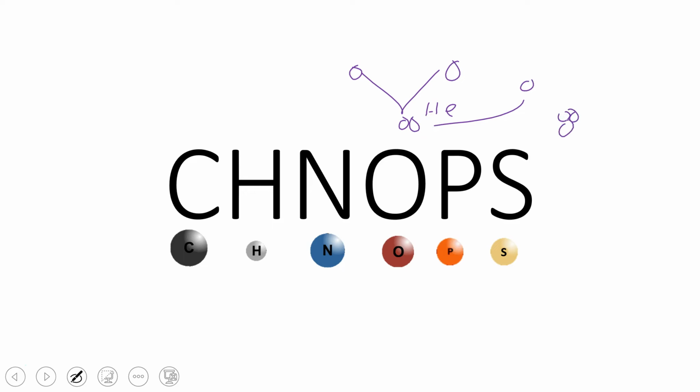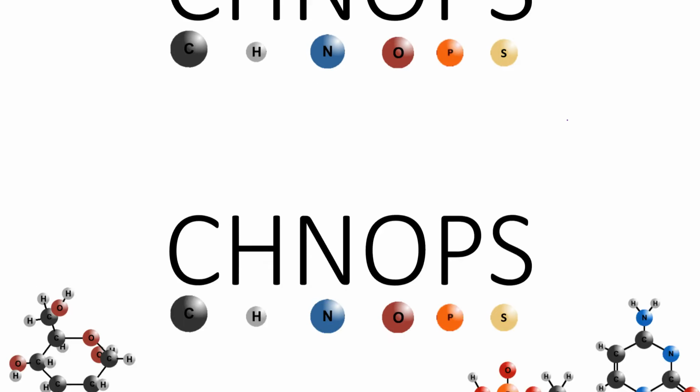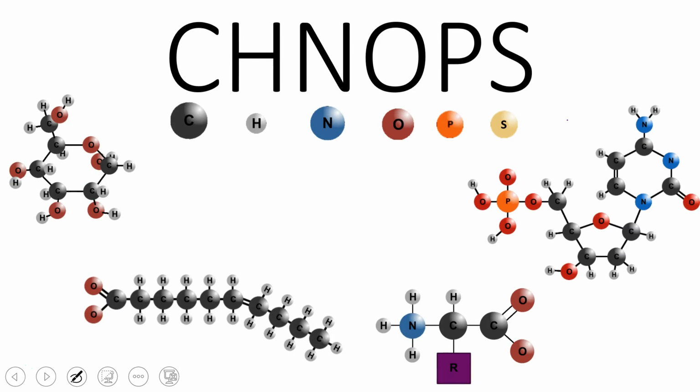What we're going to talk about today is how these different types of atoms form the different molecules that are needed for life, okay? We also talked about water. Water is simply H2O, two hydrogens bonded to one oxygen.